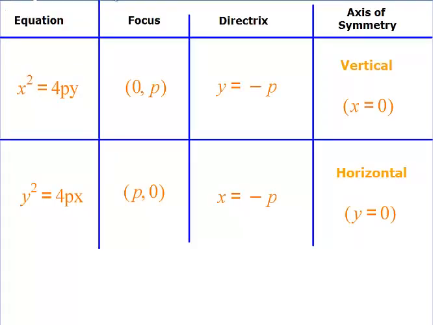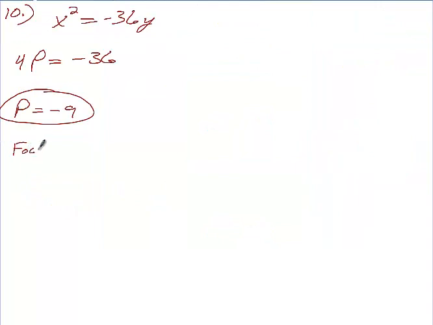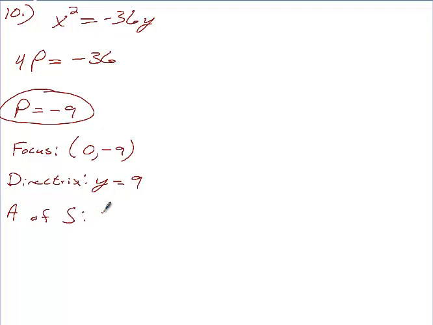So this time, with X being squared, we use the X row right here. So I know that my focus is at 0, P, my directrix is at Y equals -P, and my axis of symmetry is vertical, which means I just use X equals 0. So let me come back over here, and my focus is going to be at 0, comma P. My directrix is going to be y equals positive 9, right? Because it's opposite of your P. Axis of symmetry is going to be x equals 0. Everybody okay with that? Yeah? And these shouldn't take that long. These do get going pretty good.